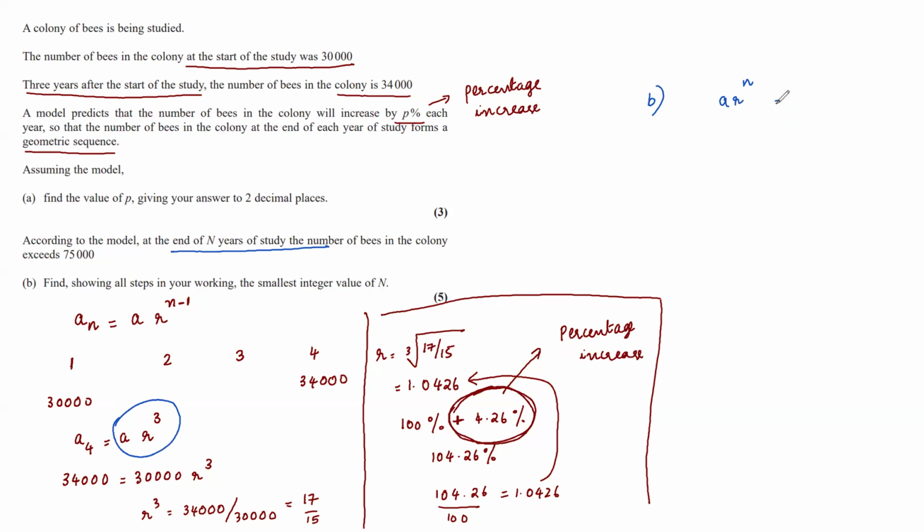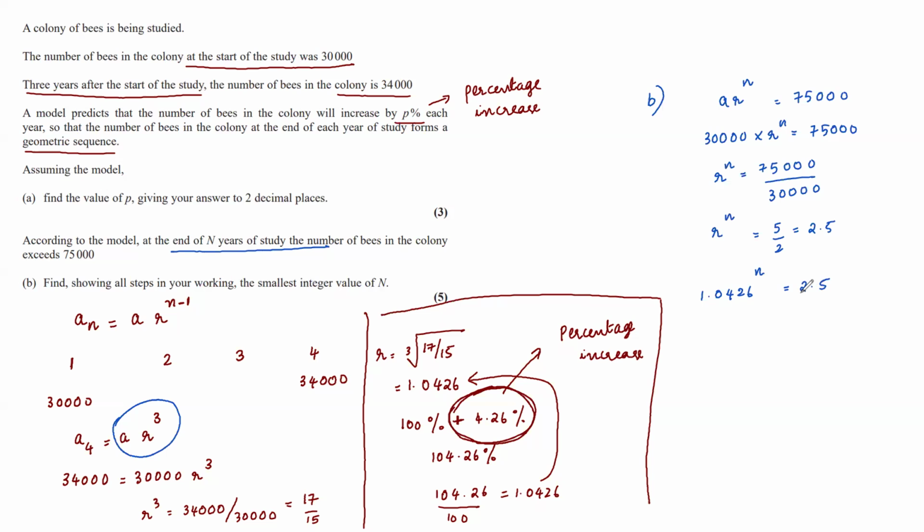It's given as 75,000. So a we already know, it is 30,000. So 30,000 into r to the power of n is 75,000. Therefore, r to the power of n will be 75,000 divided by 30,000, which is 5 by 2, which is 2.5. So r to the power of n is 2.5, and we know the value for r, so 1.0426 to the power of n is 2.5.